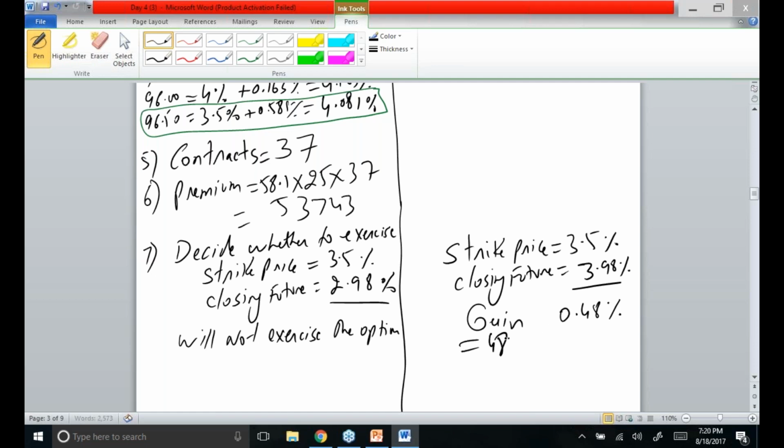It will be 48 ticks into 25 tick value into number of contracts. So it will be 48 into 25 into 37. This will be 44,400.